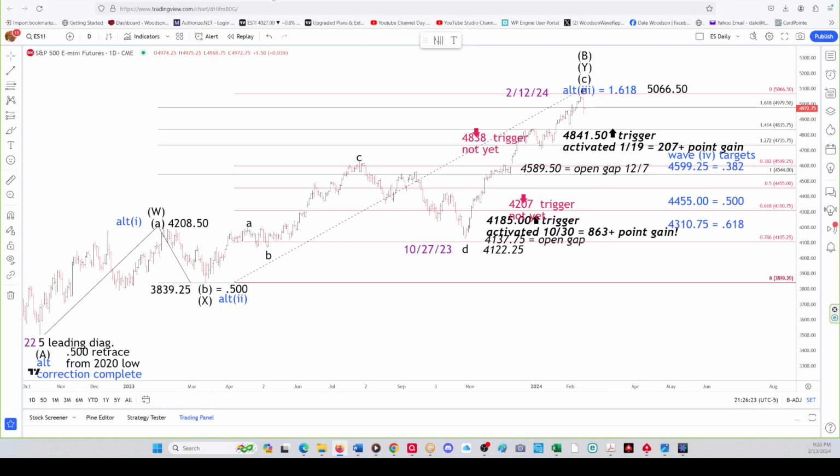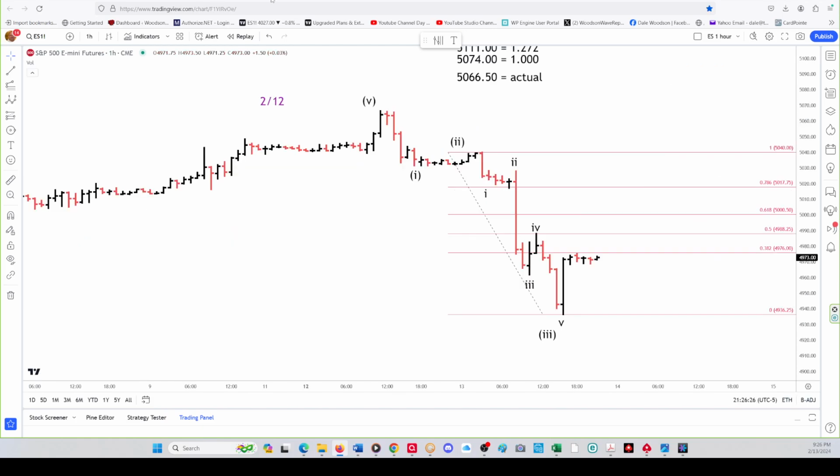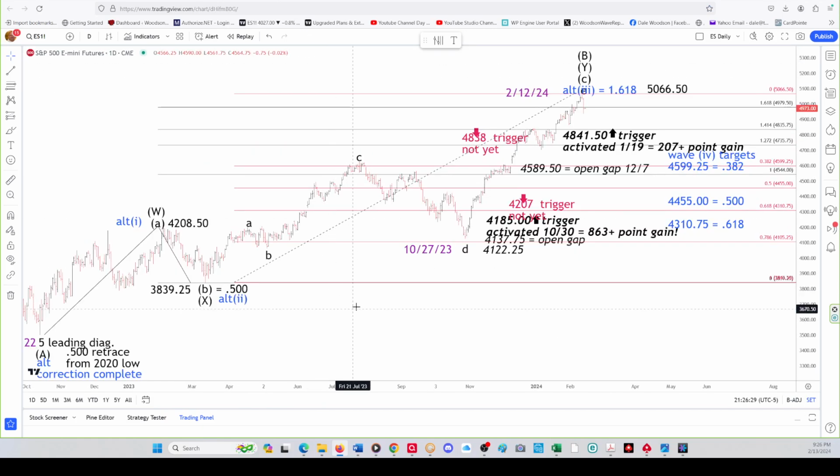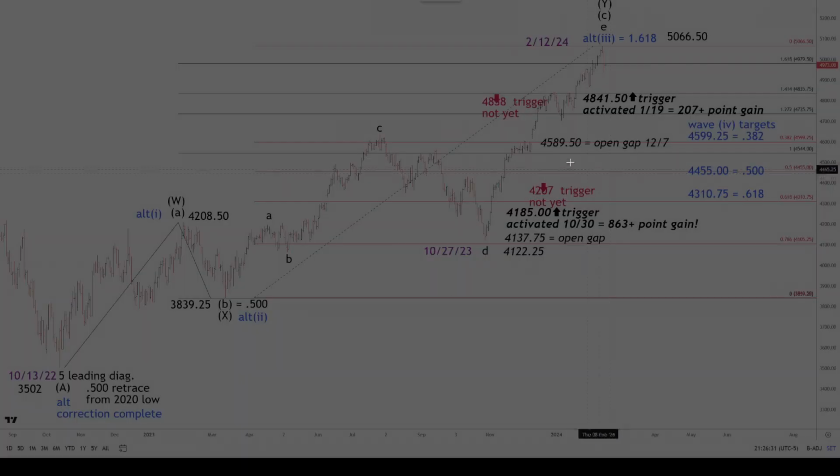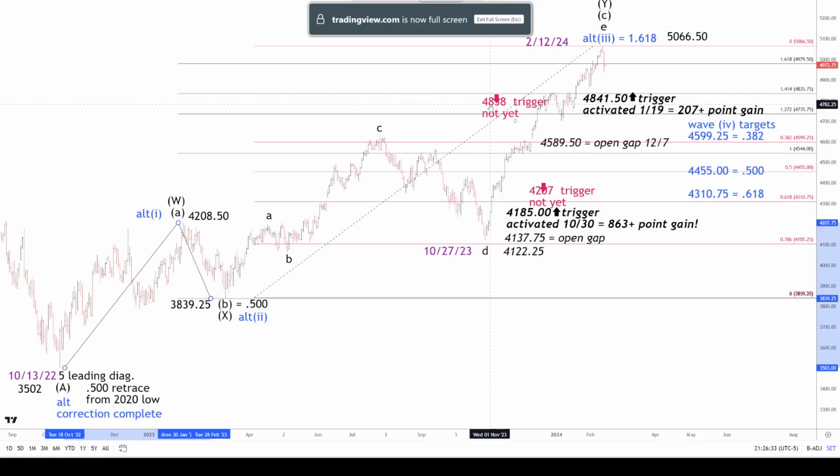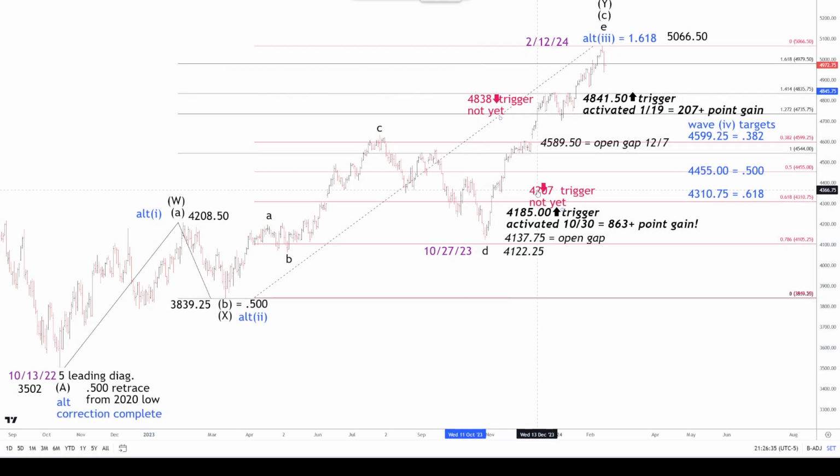Okay, that's the S&P cash. Let's get into the ES. Let's look at the daily first. This is a rinse and repeat, same thing here. Okay, let me line these things up here. You can see our last 2 triggers are both upside.